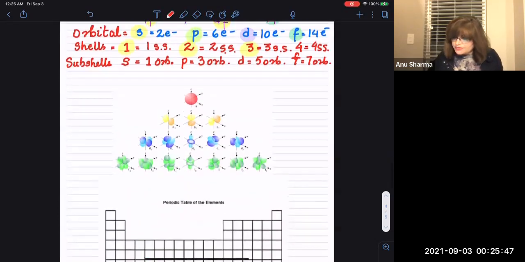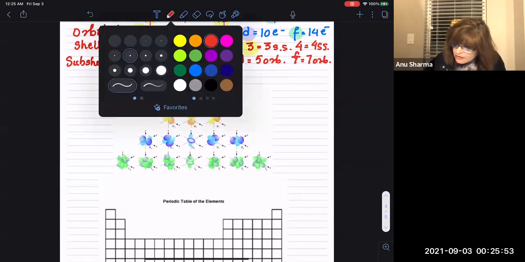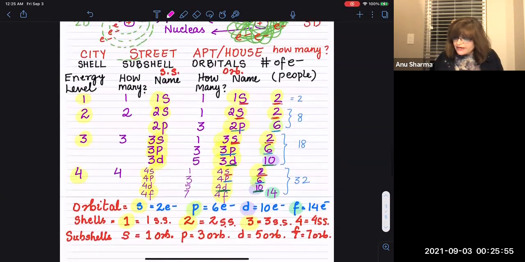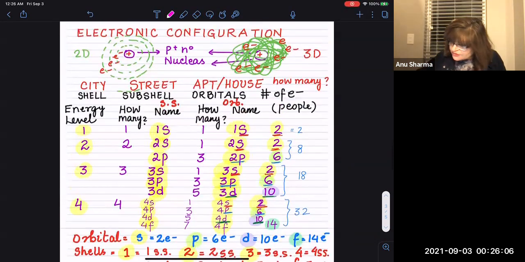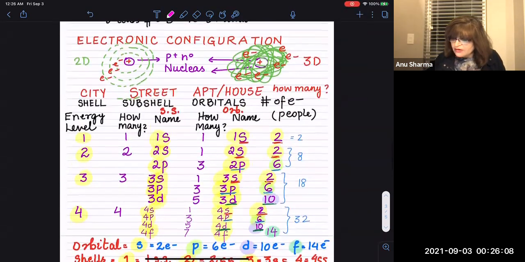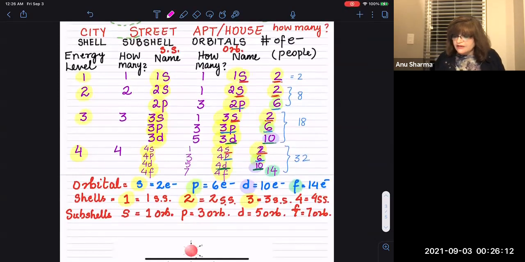Now comes the shapes of these orbitals. So if you look at it, this is in 3 dimensions. Now when we do all this, why did we do this? Because we wanted to study the location of the electrons, and we wanted to study their placement in 3D. So this is the 3D model, all jumbled up, but in 3D we are trying to give meaning to these electrons.